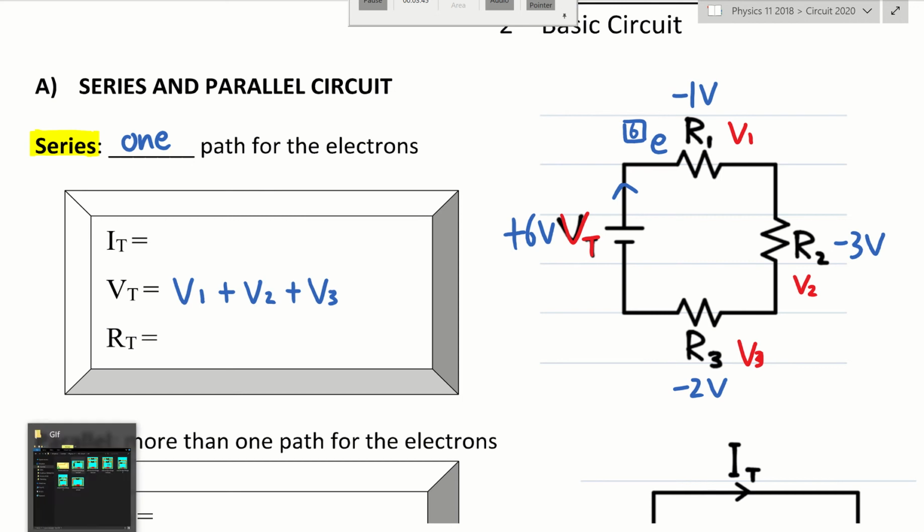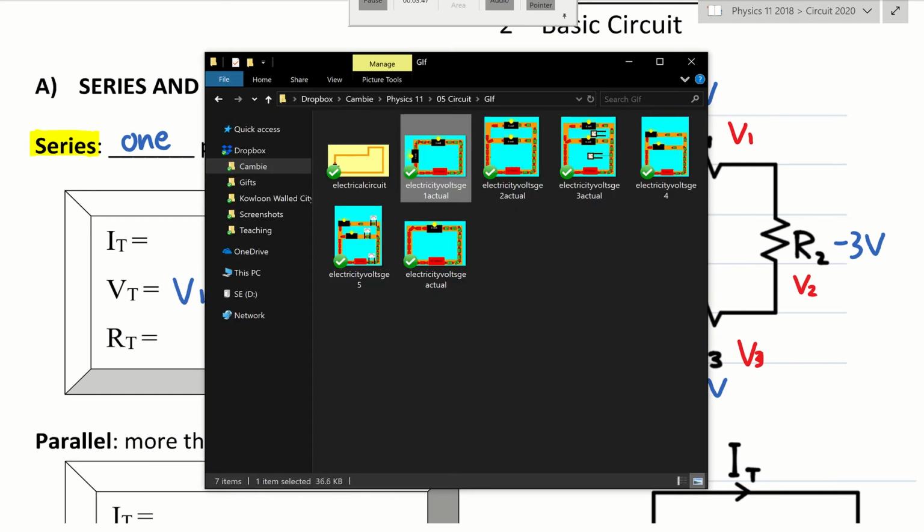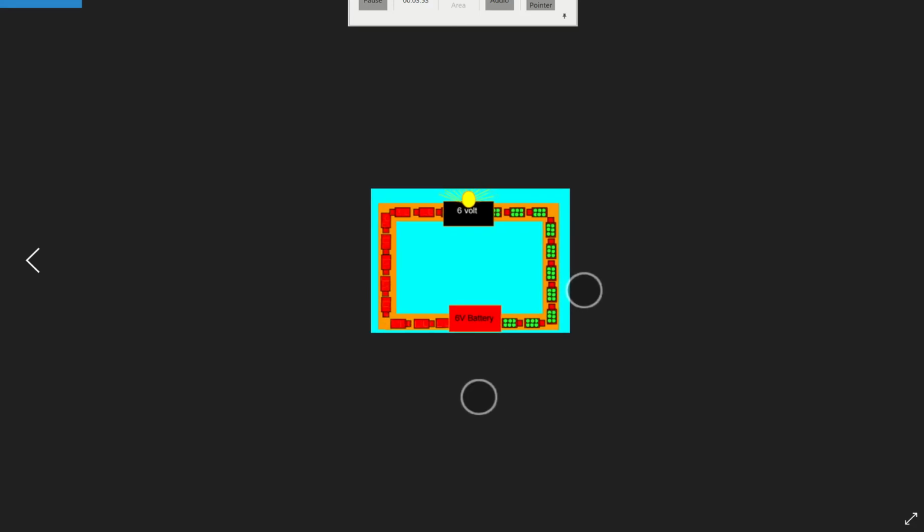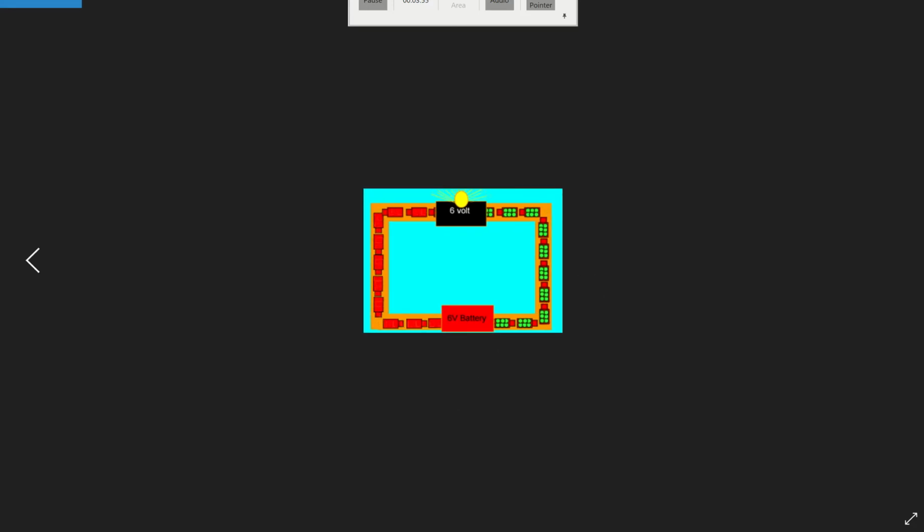Okay, so now I have an animation in here. This one, the first one. Now if there's only one stop, imagine there's only one stop. Look at those electrons after they go through the battery; they will now have 6 joules of energy on them, right? And then when they go to that only stop, there's only one light bulb, so there's only one stop. So the electron has to drop everything before it comes back.